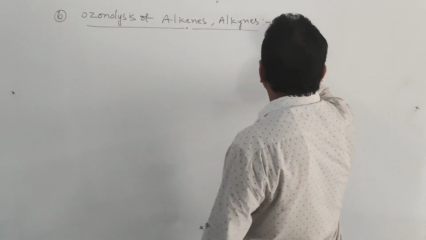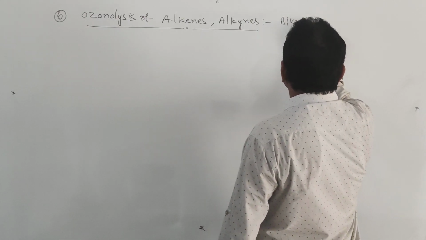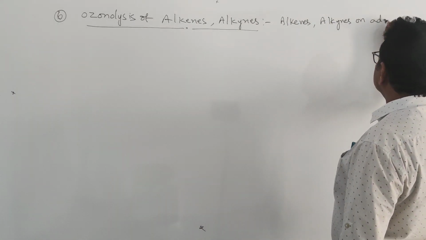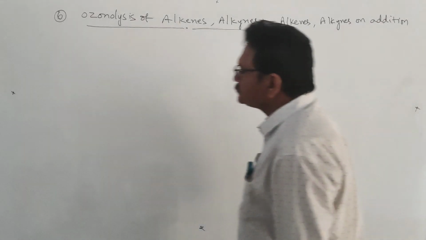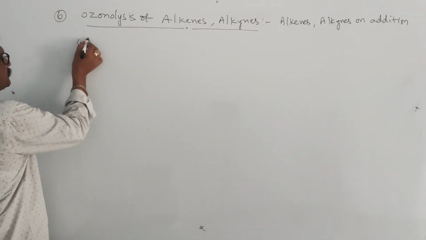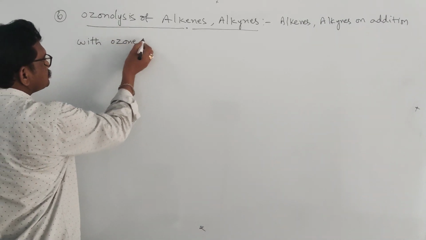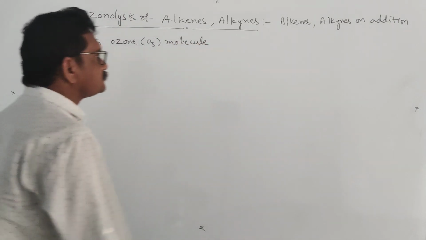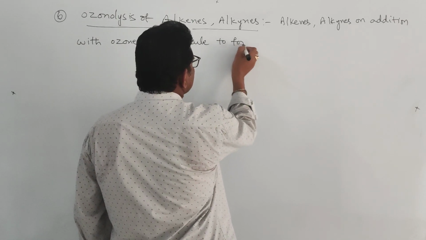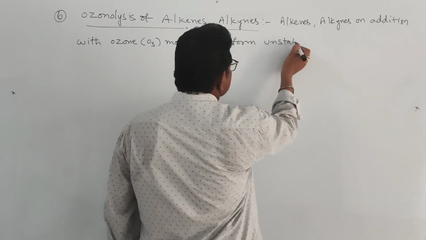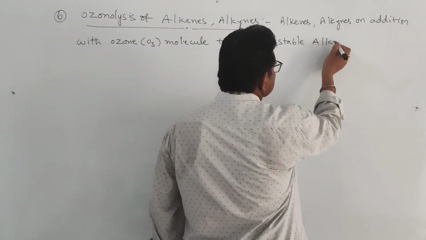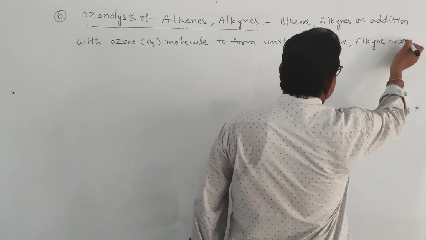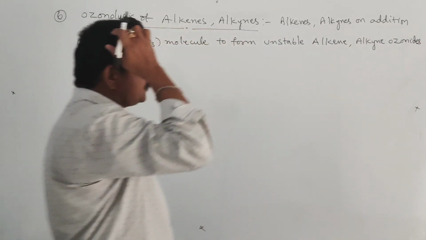See, you write down the theory. Alkenes, alkynes on addition with ozone molecule, ozone means O3 molecule, to form unstable alkene, alkyne ozonoids.